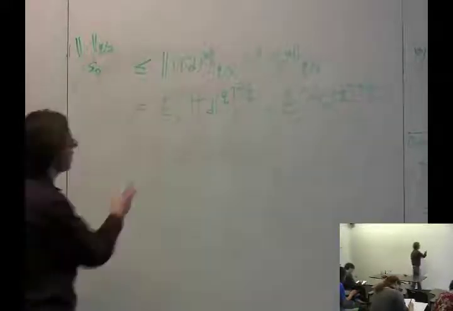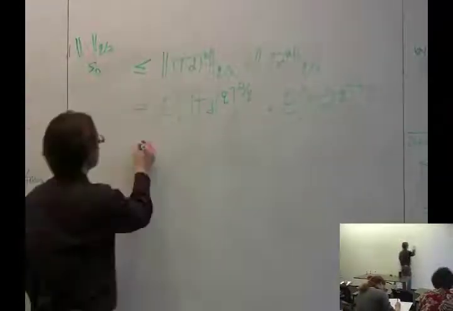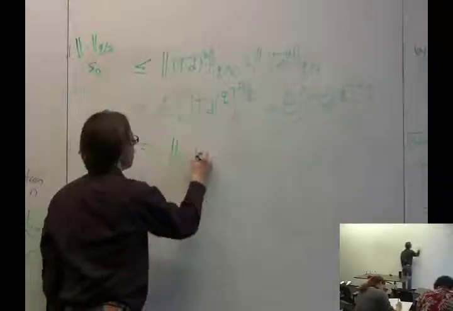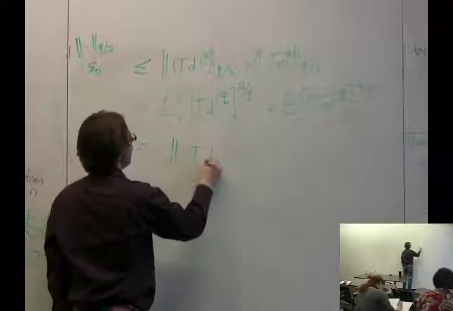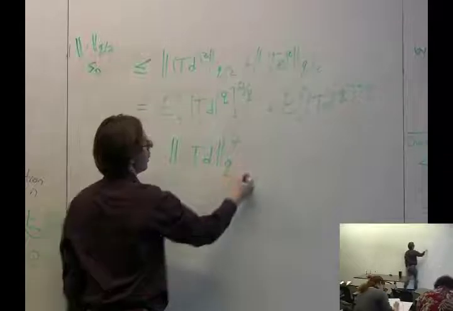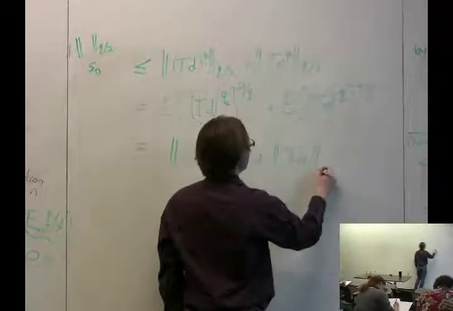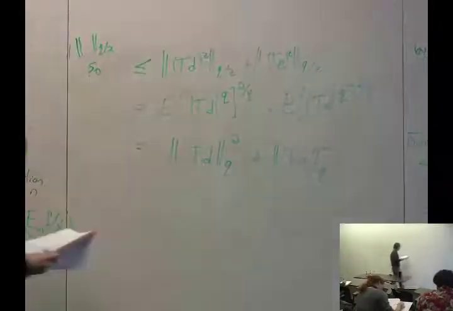Yeah. Great. Then you say to yourself, oh, look, I have the expectation of something to the q, so that's like a q norm. It's like the q norm of T_d. Well, the q norm would have 1 over q, so now I've got a square. Okay. Now can somebody make a suggestion?